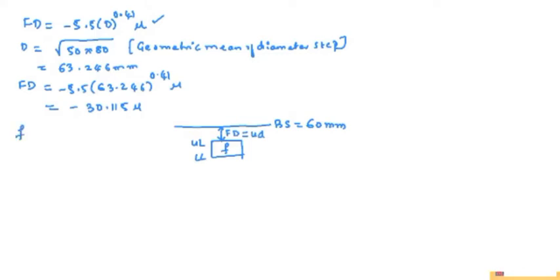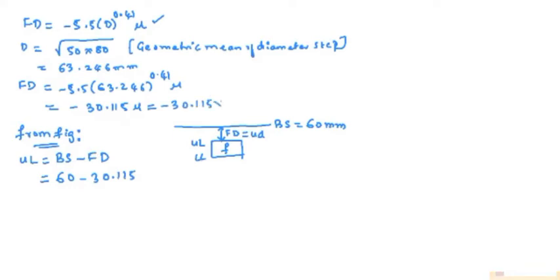So from the figure you can find out that upper limit is equal to basic size minus fundamental deviation. So basic size, which is 60, minus fundamental deviation, which is 30.115 microns. If you want this in mm, 30.115 microns means minus 30.115 into 10 power minus 3 mm.